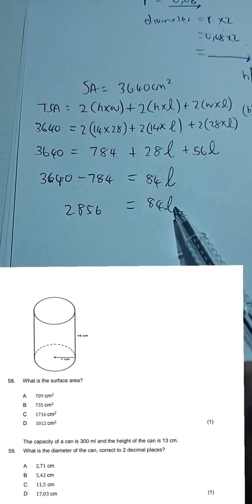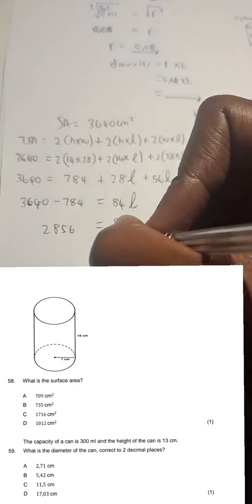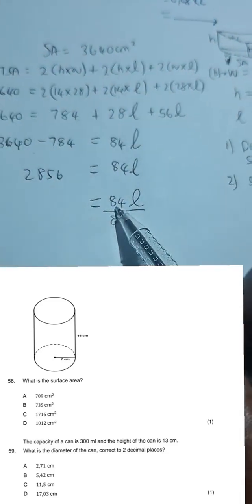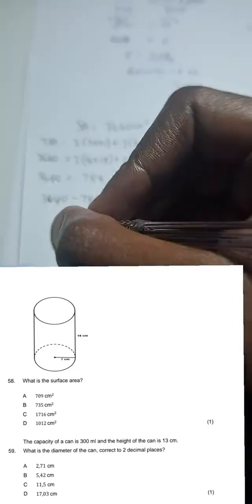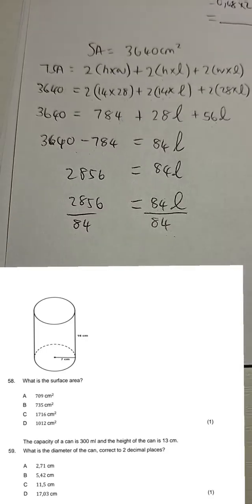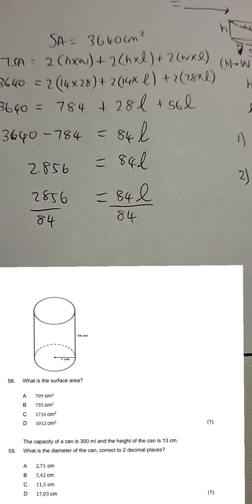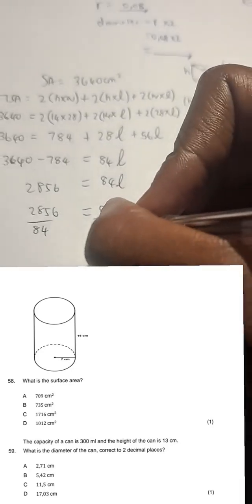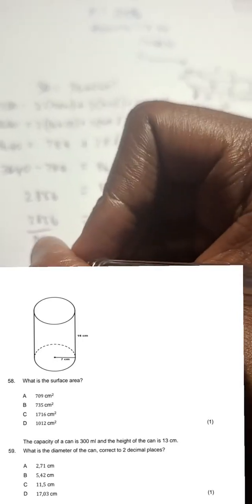Now we want the value of L. 84 is multiplied to L. How do we get rid of the 84? If it's multiplied to L, we divide it by 84. The relationship of 84 and L is multiplication, so we use the inverse. We divide by the same 84, but what we do on the right, we must do where, guys? On the left. So what's 2,856 divided by 84? Thank you, Mfana Unkos. Cancel. L is equal to the length is equal to 34.